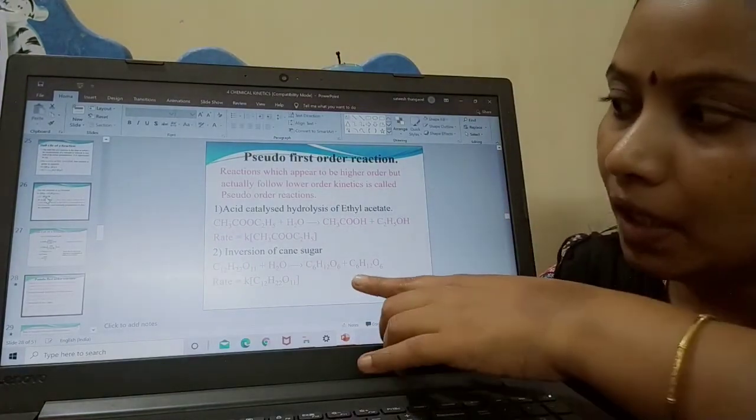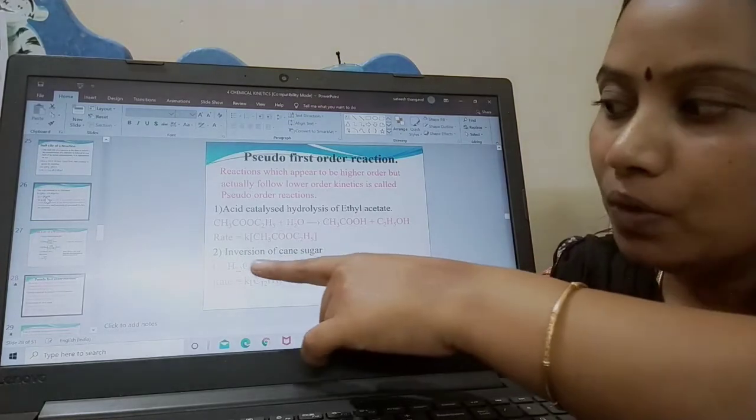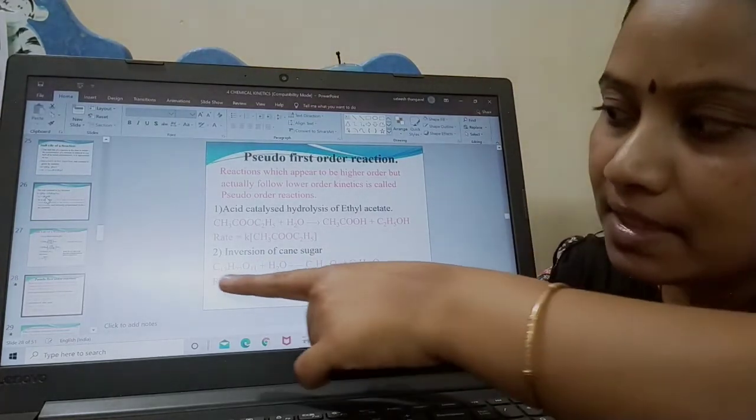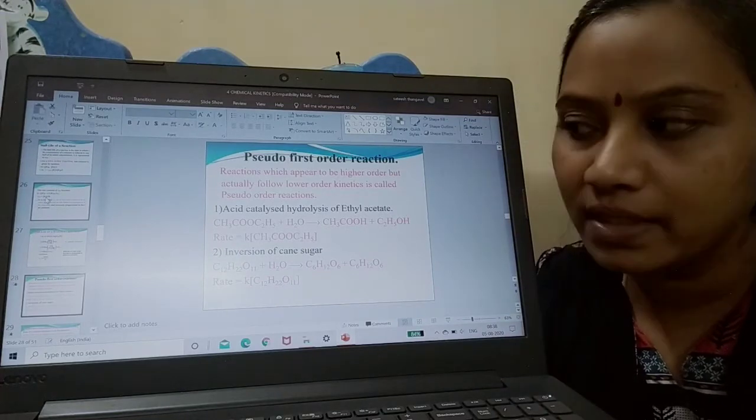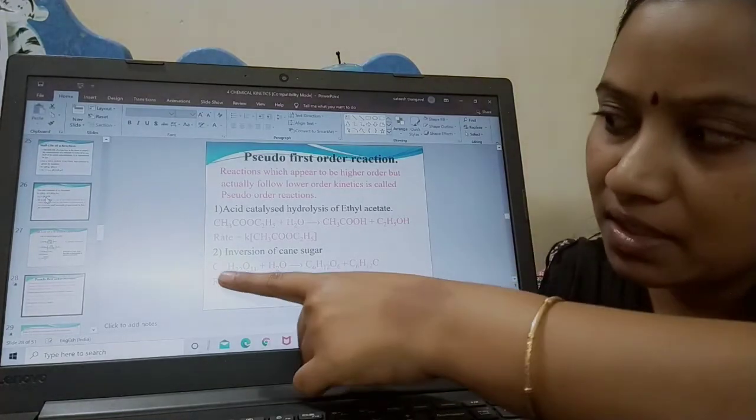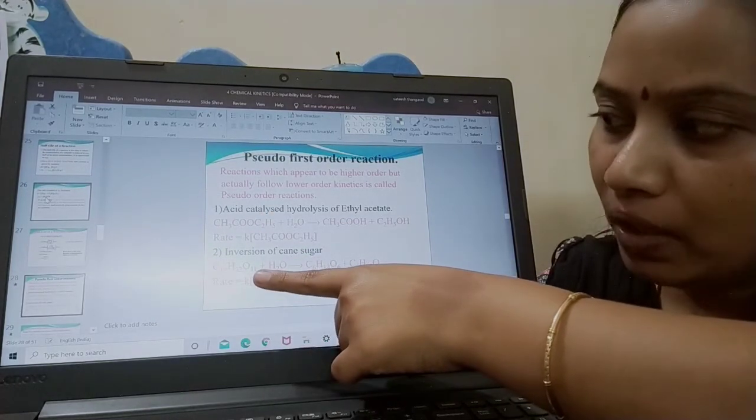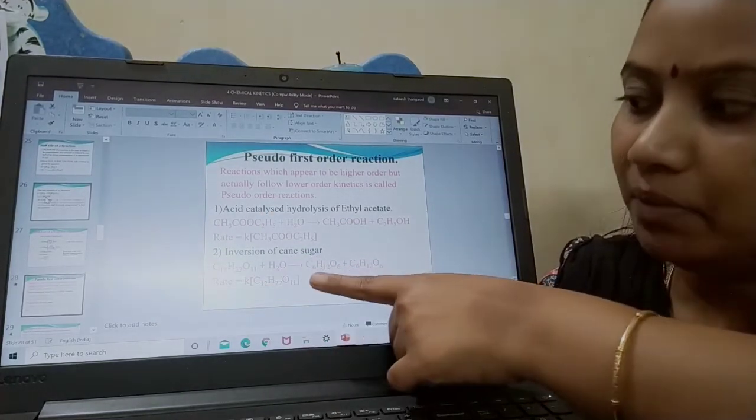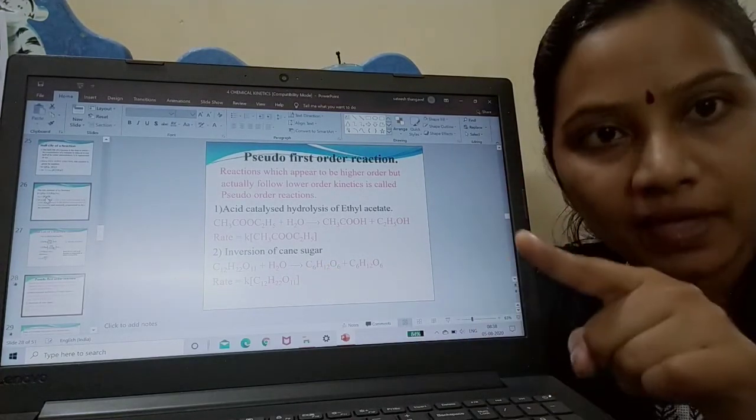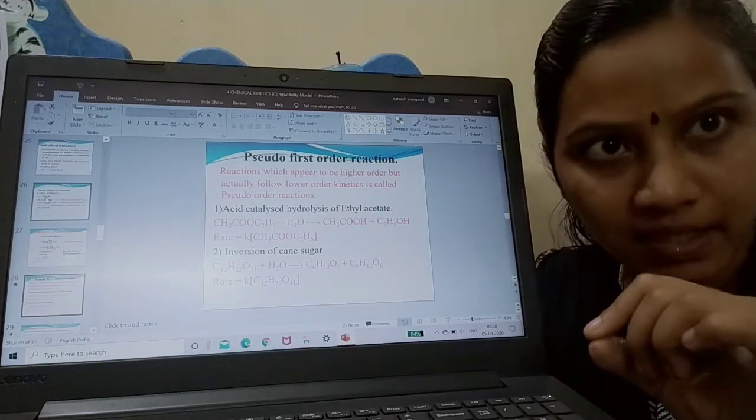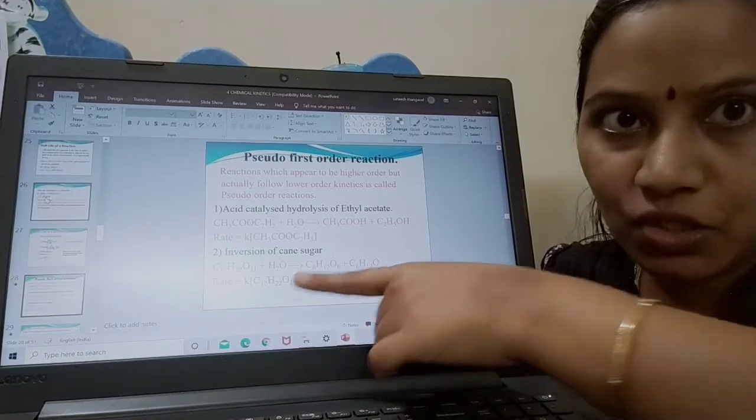Done. Now a second example for pseudo first order reaction is inversion of cane sugar. The formula is C12H22O11. What is the formula for glucose? C6H12O6. Just try to do some changes, that is instead of C6, C12, H22, O11. When I hydrolyze with a water molecule, I will be getting 2 glucose molecules. What is the rate of reaction here? Rate of reaction is equal to rate constant K into the concentration of cane sugar.